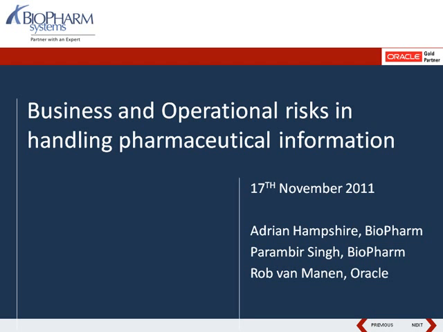So I would like to actually start the presentation formally. The presentation is going to be in three parts. I will start by introducing some elements of business and operational risks that I think are important to consider, and then we'll look at two examples of how risk can be mitigated by implementation of systems. One will be presented by Param Singh, who's the VP of Clinical Trial Management Solutions at BioPharm, and the second will be presented by Rob van Manen, who is the Master Principal Sales Consultant for the Health Sciences Global Business Unit at Oracle Corporation. Let me just move on to the second slide.